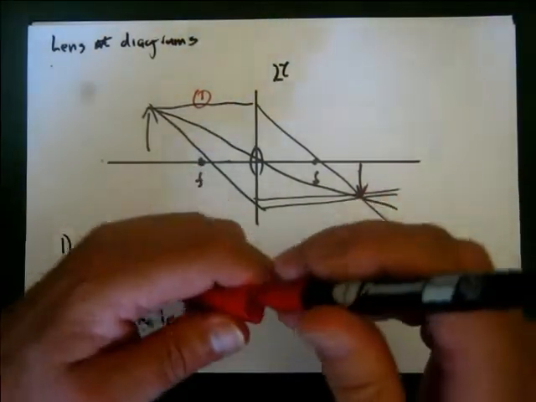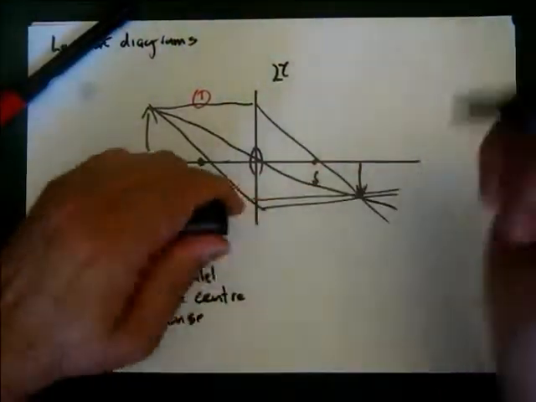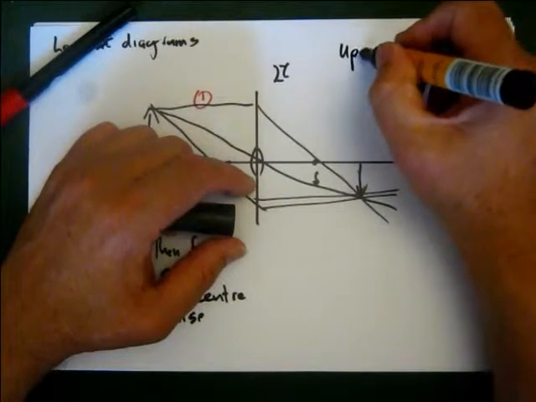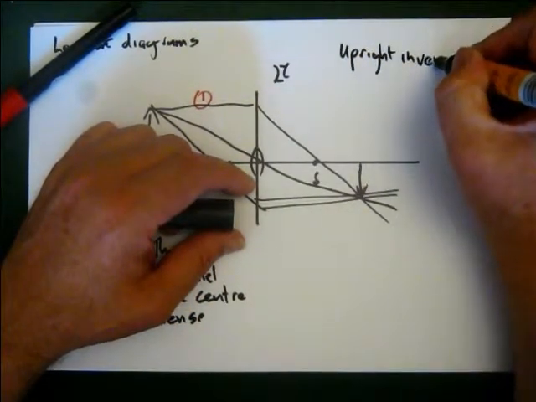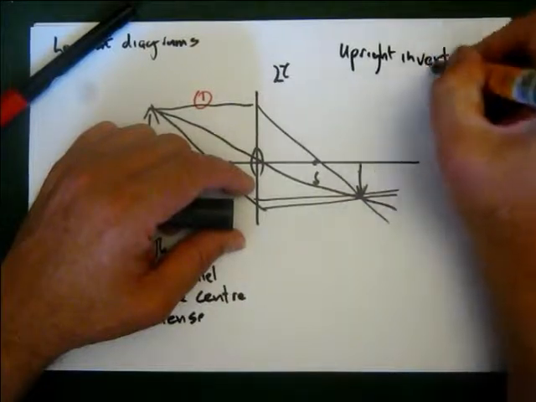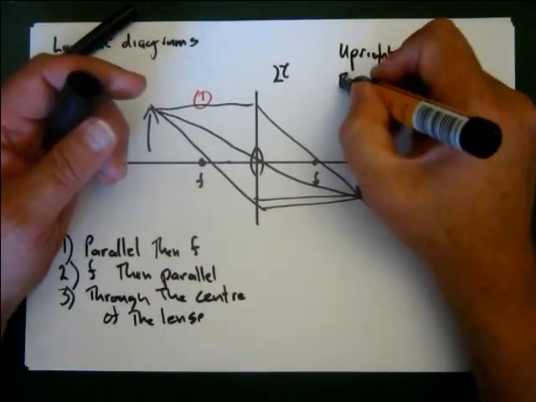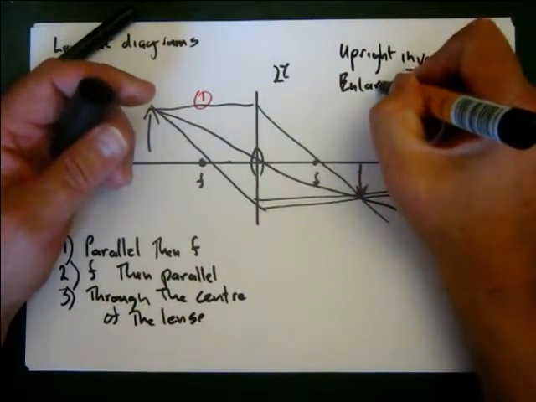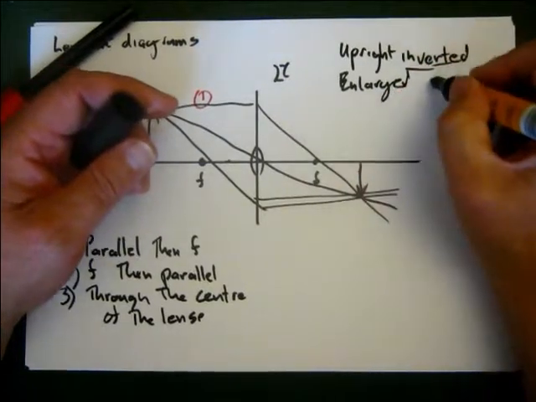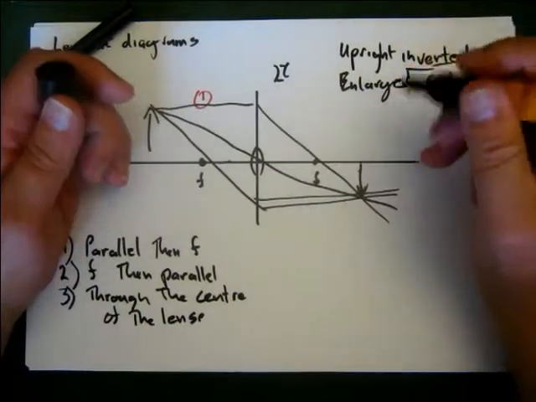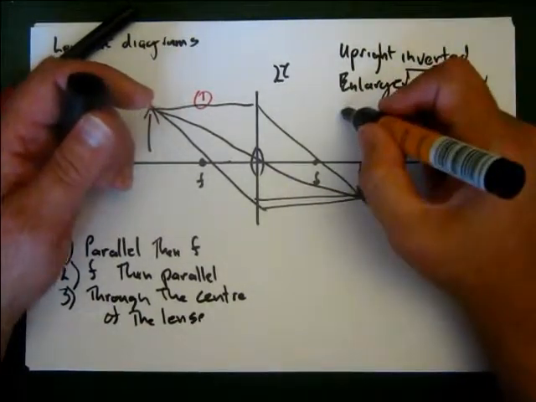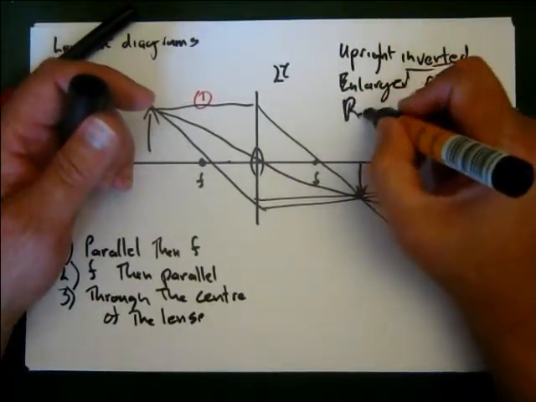And then we do the usual questions: upright or inverted, in this case it's inverted; enlarged or reduced, and in this case it looks like it's reduced; and real or virtual.